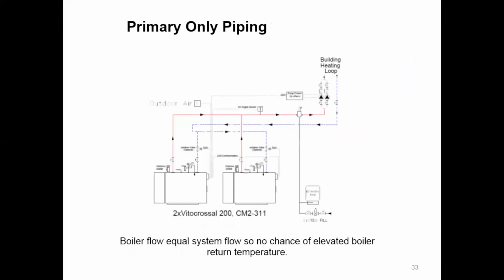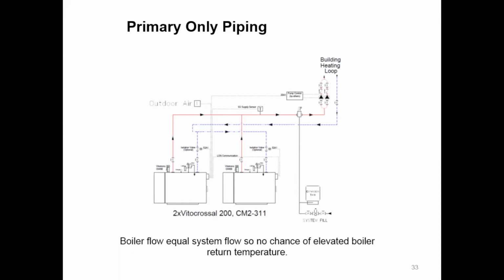That's why, if somebody asks me about it, I say primary only really is the best application when I'm trying to ensure I get the coldest water back to the boiler. So here's a primary only piping system. Return water comes back, goes directly to the boiler. There's no location there where I can elevate the return water temperature so that I'm driving the boilers for the best efficiency. Again, both of them work.